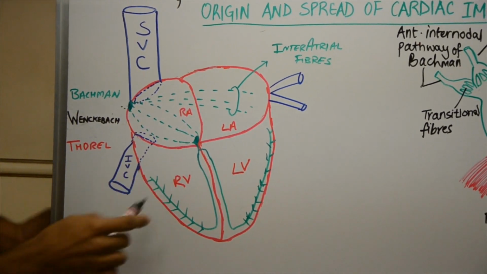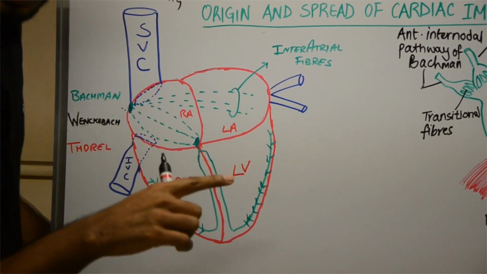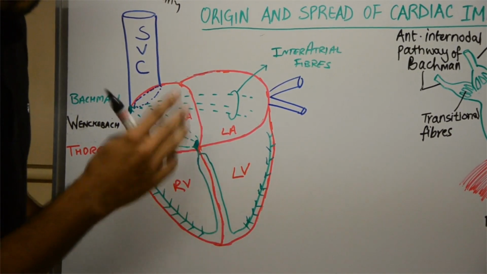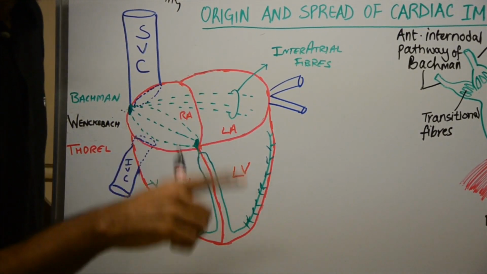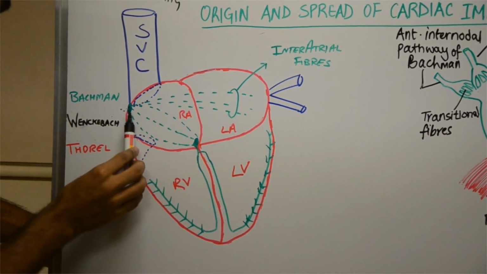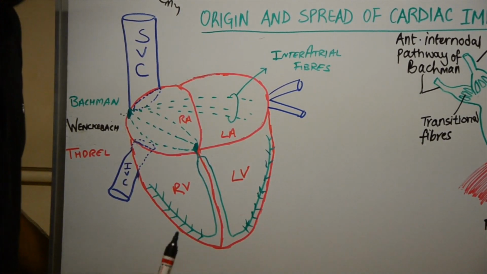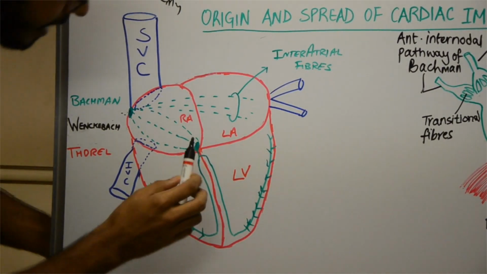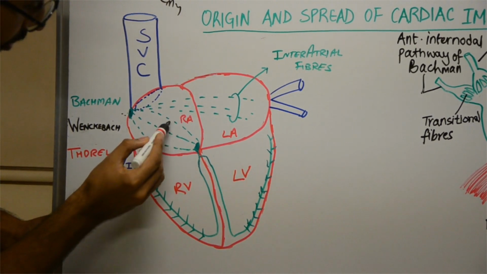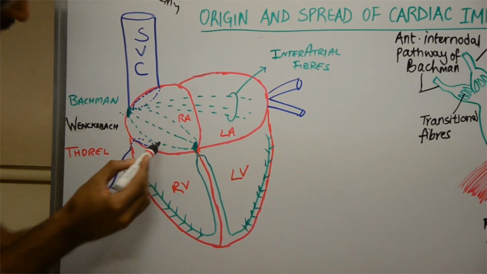The impulse also has to go from the SA node to the AV node. How will it go? Very simple. The fibers connecting the two nodes, the SA node and the AV node, are known as internodal fibers. Inter means between the two nodes. These fibers are arranged in three groups: this right here is the anterior one, this is the middle one, and this is the posterior one.